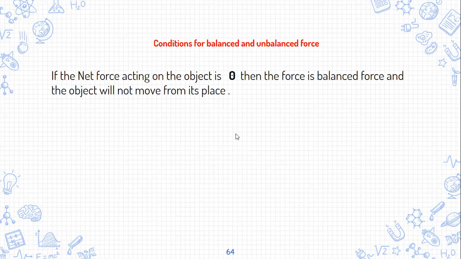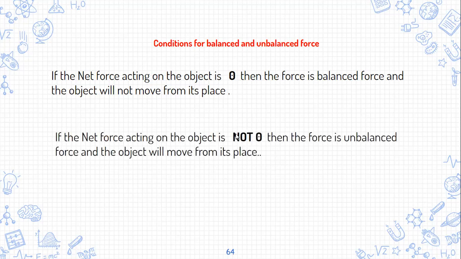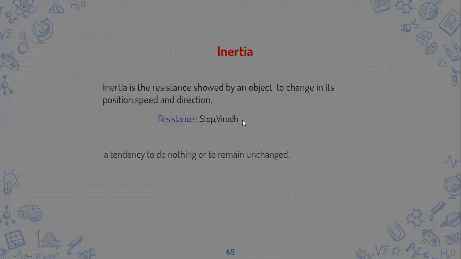Then there was something called unbalanced forces. Unbalanced forces means where the net force acting on the object is not zero, and the object will move from its place. If you are unclear about this and want to see how we did the sums and all, please watch the recording. I've sent the recording in your groups. Watch it after this class.